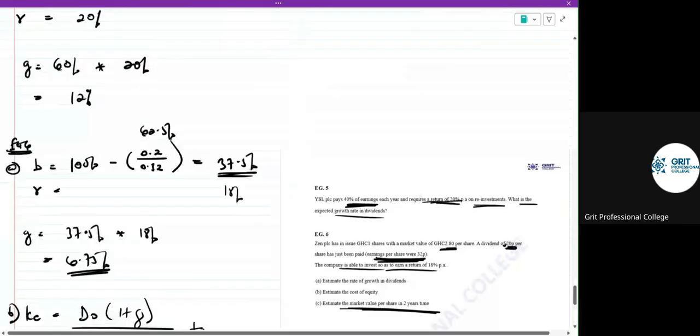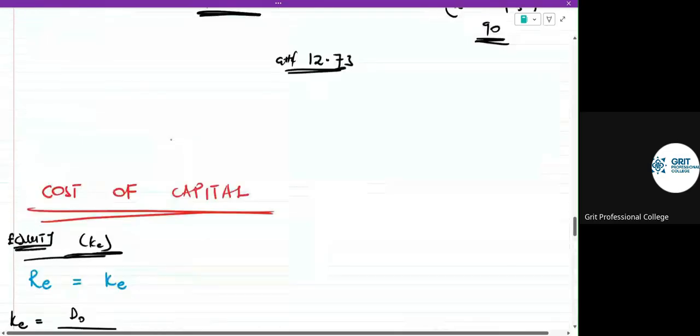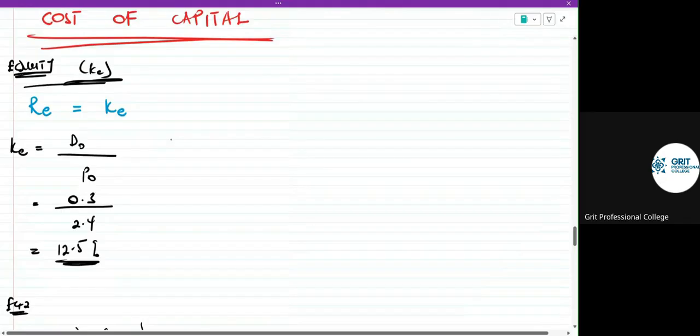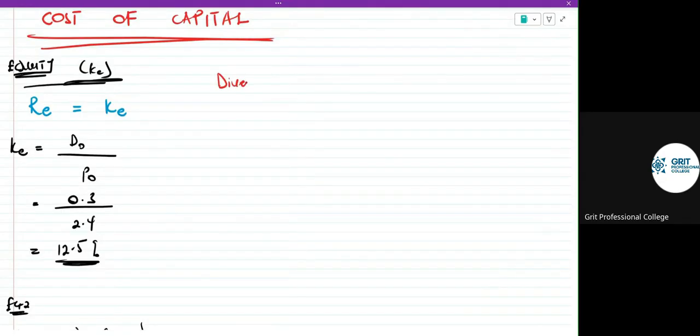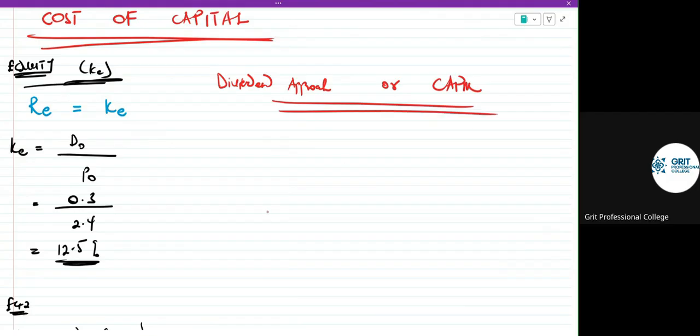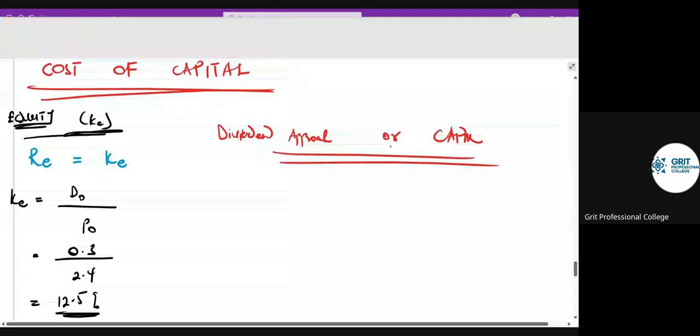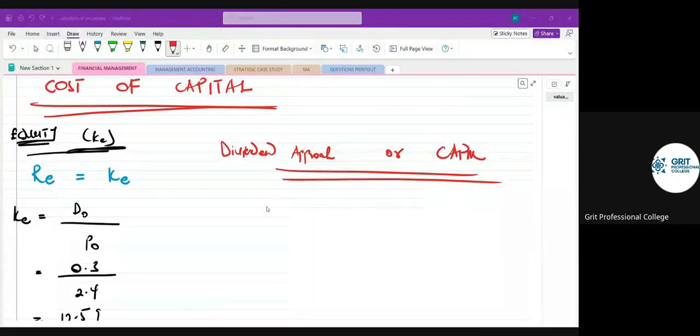So for cost of equity, we either use the dividend approach, which is what we have done, or we can use the CAPM approach to calculate the cost of equity. Please note this. All right, so let's get back to our lecture notes.